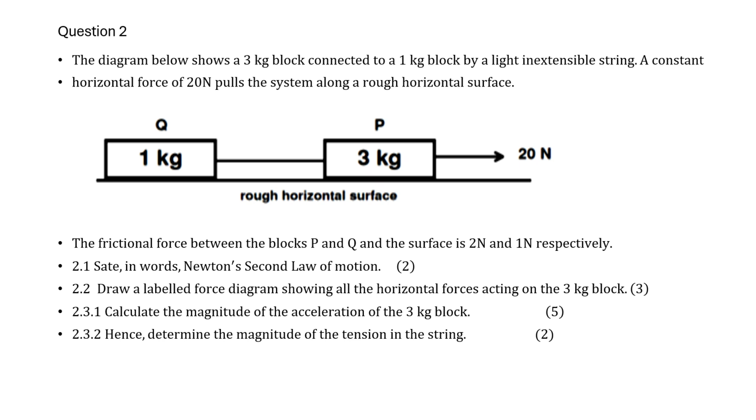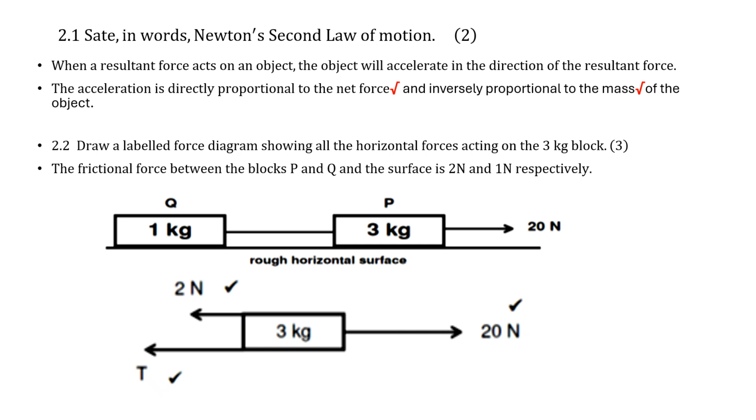Alright, so first problem or first definition. State in words Newton's second law of motion, right? So I know you can study definitions, but the key is understanding where we give them marks when we're marking. So number 1, we should know when a resultant force, or you can say net force, acts on an object, the object will accelerate in the direction of the resultant force. F net equal to mass times acceleration.